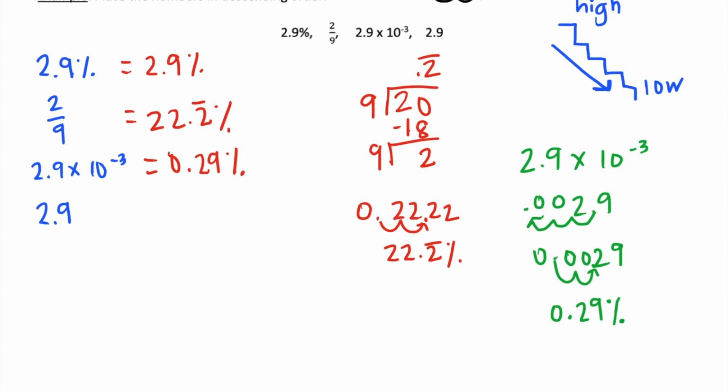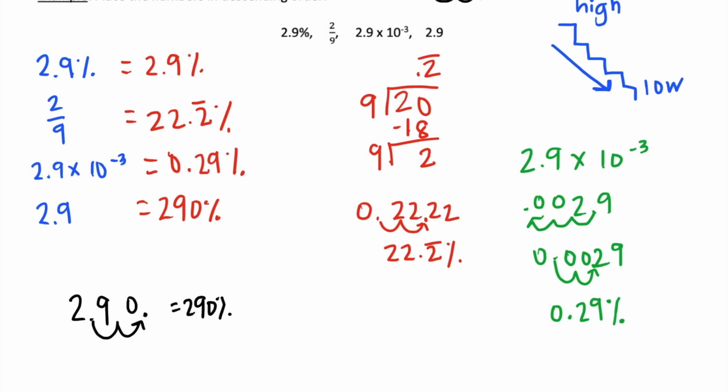And now in my last one, I have just a decimal form. Since this number is already written in a decimal, I need to change it into a percentage by multiplying by 100. So I need to move it 2 spaces to the right, and that ends up getting me 290%. So we have all of these numbers now written in percent form, and we just have to decide which one is the highest and all the way down to the lowest.